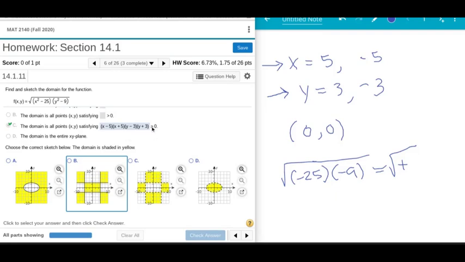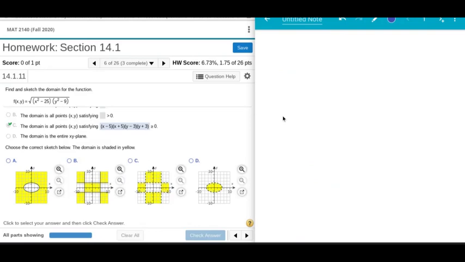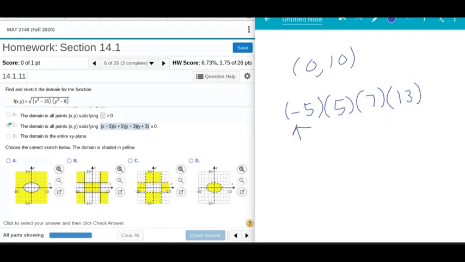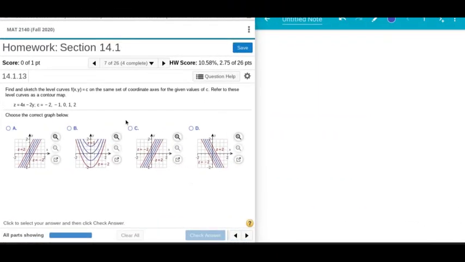So if we plug in 0, 10, and this time I'll plug it in right here to this domain that we came up with. If I plug in 0 for x and 10 for y, I'm going to get negative 5 times 5. That's the x factors. And then 10 minus 3 is 7. And then 10 plus 3 is 13. It doesn't even matter what this number is, just as long as you notice that this is a negative number, because it's a negative times 3 positives. So it's definitely less than or equal to 0. It's not greater than.